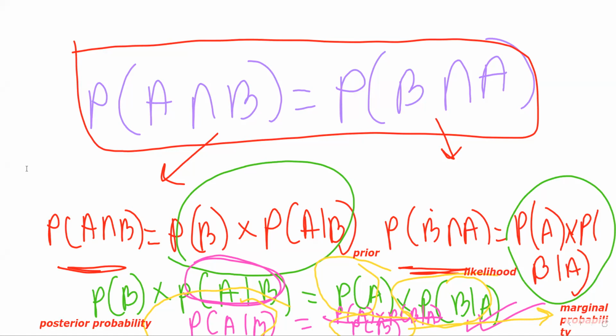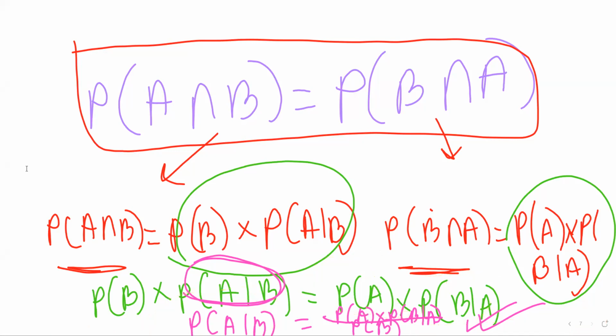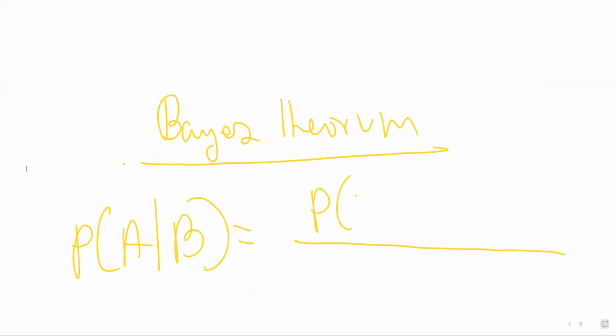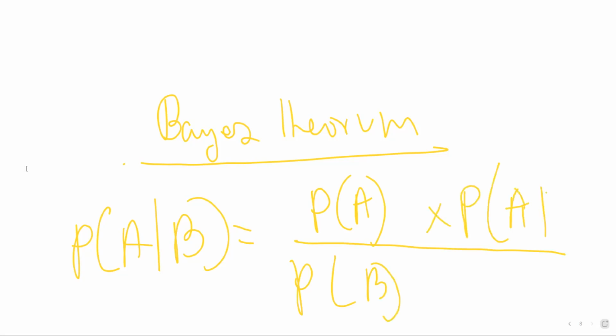If you want a clear image of the whole thing, I'll just erase these so that you can have a clear image of the entire thing. Let me just write it down here. So Bayes theorem: probability of A given B is equal to that's it. So I will be talking about naive Bayes in the next video.